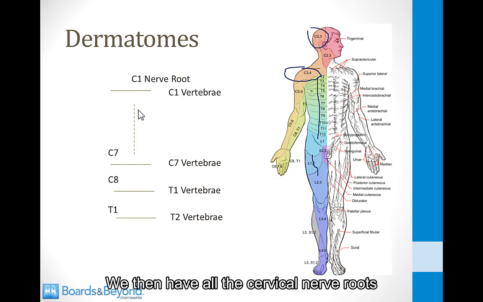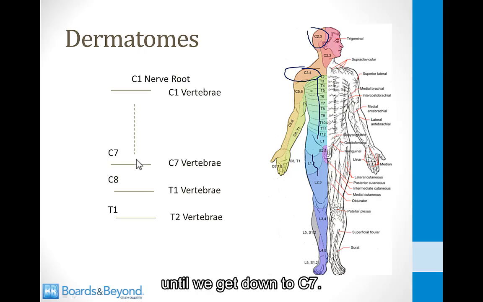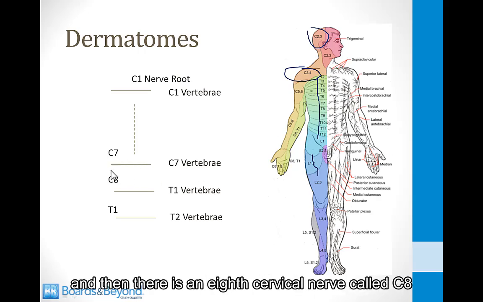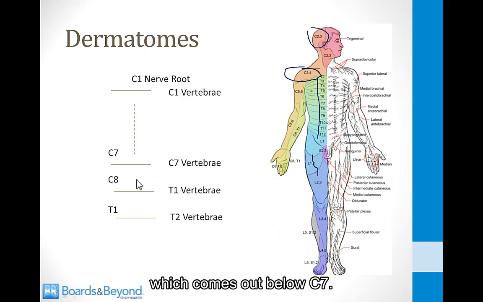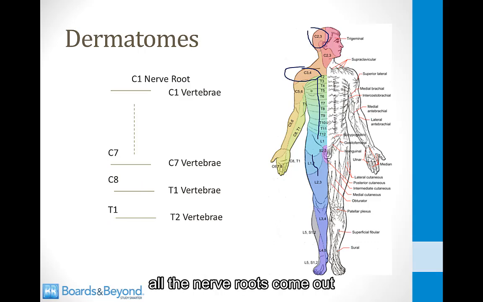We then have all the cervical nerve roots coming out above the corresponding vertebrae until we get down to C7. C7 comes out above the C7 vertebrae, and then there is an eighth cervical nerve called C8, which comes out below C7. After that, we have the T1 vertebrae, and then the T1 nerve root comes out below T1. And from that point on, all the nerve roots come out below the corresponding vertebrae.